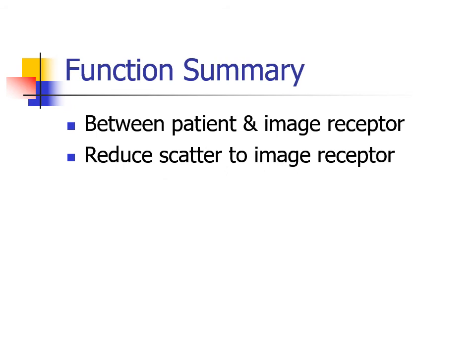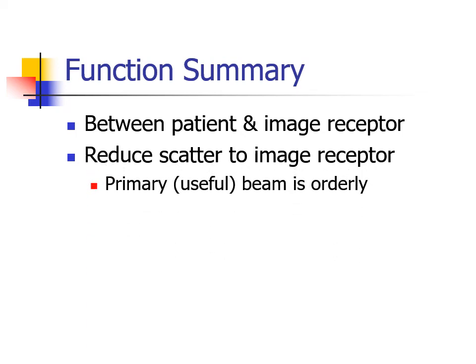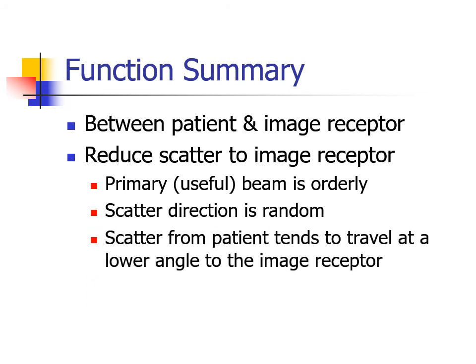Scatter radiation is produced by the interaction of the primary beam with the electrons in the atoms of the patient's tissues. The primary and remnant radiation travels in an orderly fashion and the grid strips are arranged to allow them to pass. Whereas scatter is random in its production and direction, and generally travels at a low angle relative to the grid. Most is absorbed by the lead strips of the grid.